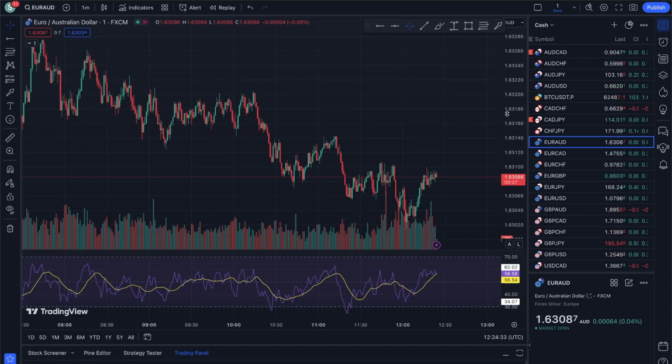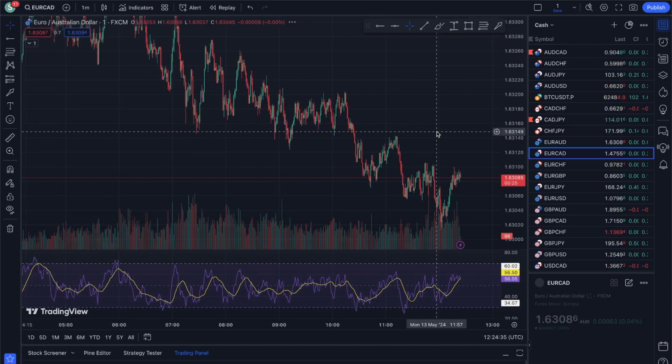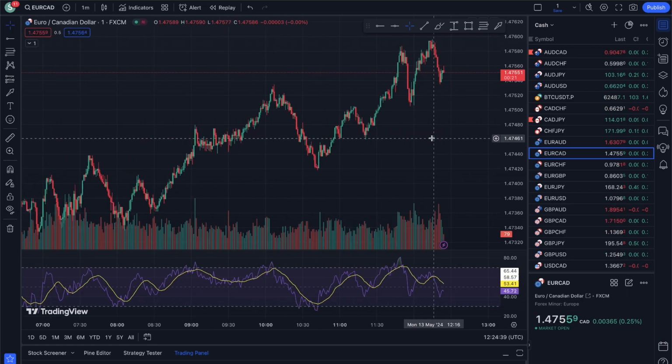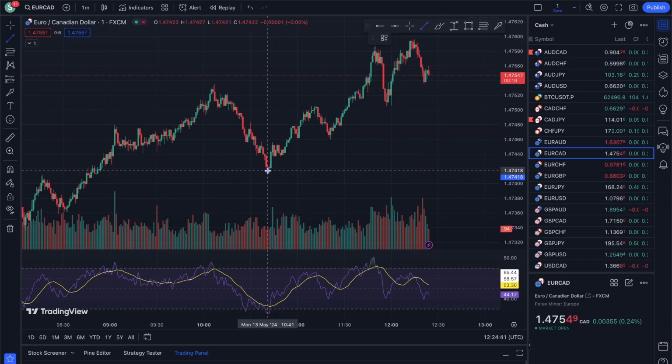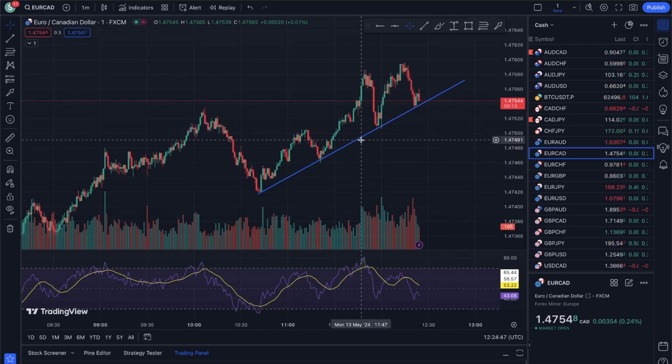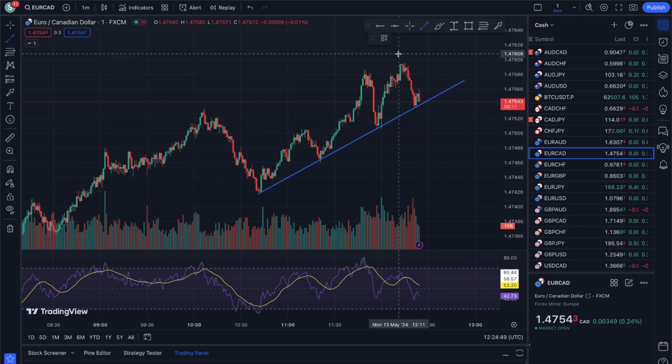Actually, catching a correction is not that difficult. First, you need to find a good trend and base your decisions on that. It always moves in a wave-like manner, for instance here on the Euro-Canadian dollar. We also have a divergence on the RSI indicator here, and corrections are simply unavoidable.